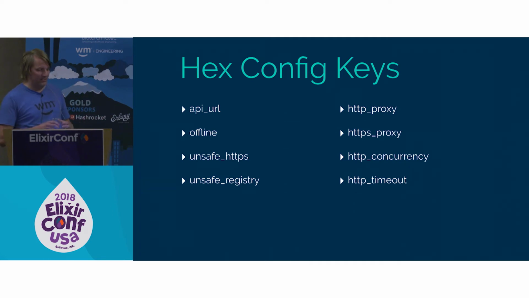The Hex timeout is set by default to 60 seconds. So if you find yourself on a particularly poor connection, temporarily or long term, one thing that is good to try is to set your HTTP timeout to a higher value. At the same time, HTTP concurrency can also fix a lot of problems.